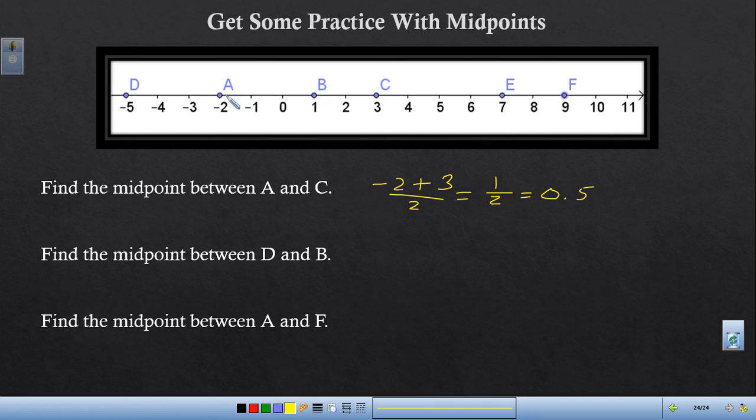Now that makes sense. Here's -2, here's 3. 0.5 is going to be right here. So you look, there's 2.5 units to the left, 2.5 units to the right.